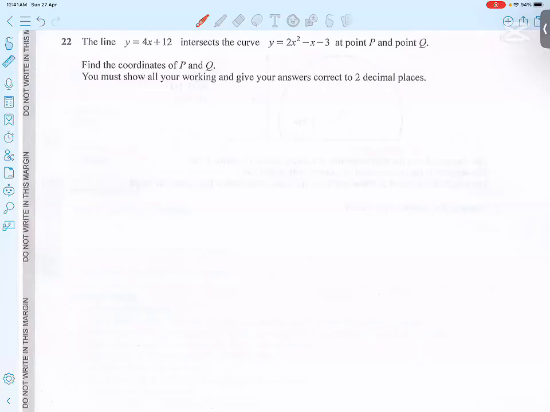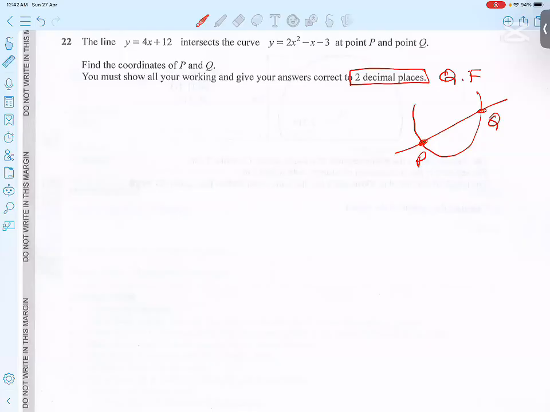So question number 22 now, students. This is a line and this is the curve, and they meet at 2 points, P and Q. So in a sense, there's a curve and a line, they intersect; one point is called P and one is called Q. How to solve it: find the coordinates, show working, and give answers to 2 dp. Whenever 2dp, 1dp or 3dp comes, it means 100% we will go for the quadratic formula.